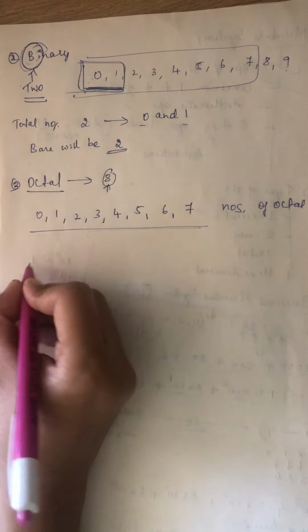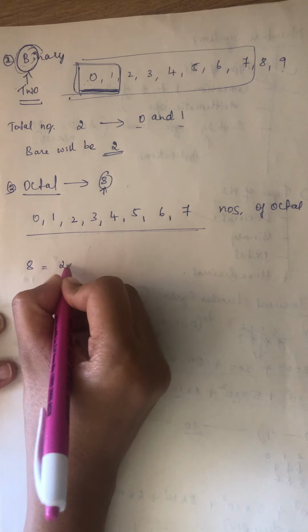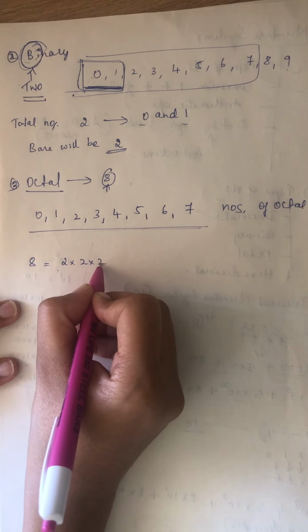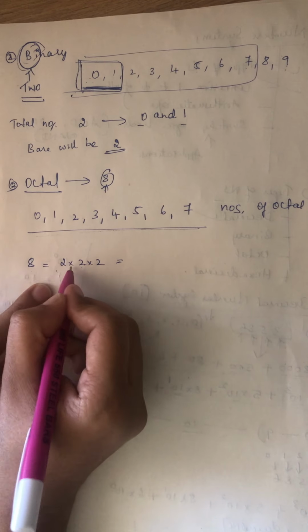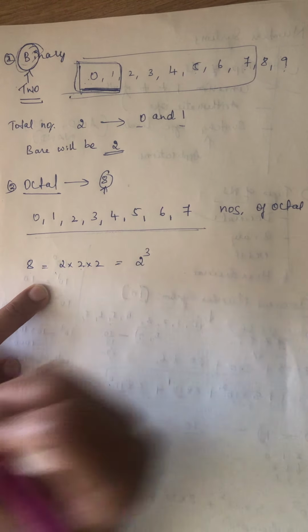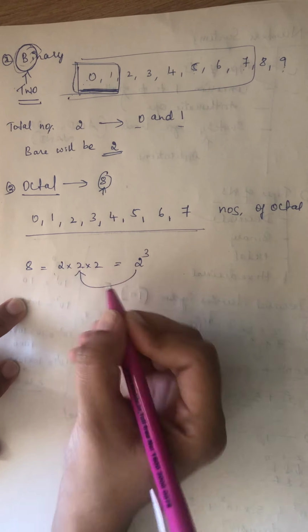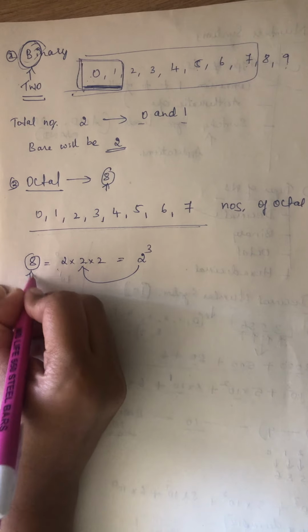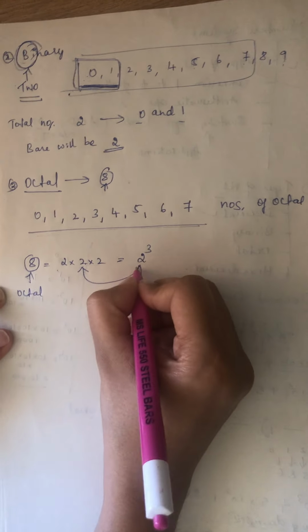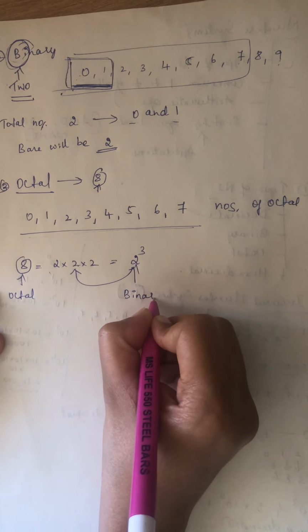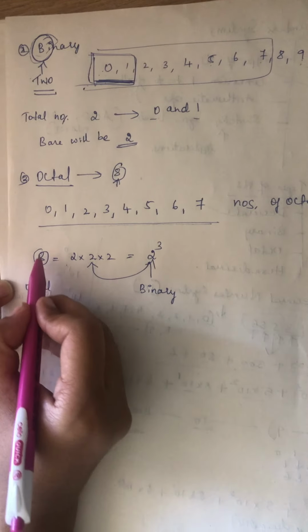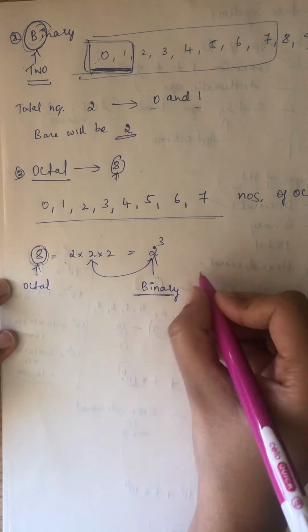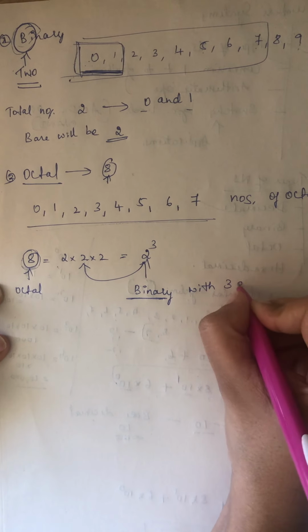Here this 8, I can write as 2 into 2 into 2. 2 2s are 4, 4 2s are 8. So instead of 2 into 2 into 2, I can write it as 2 power 3. So what does this refer to? 8 refers to the octal number system, and 2 refers to the binary number system. So any number which is given in octal can be represented in the binary number system with 3 digits.